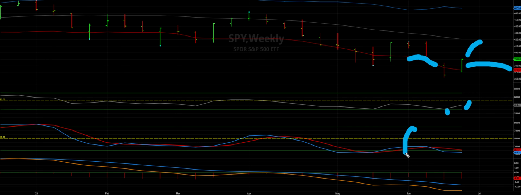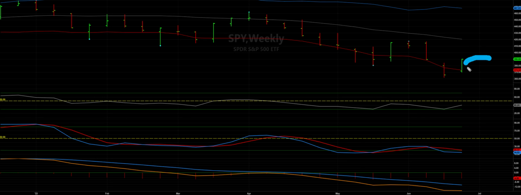But look at the stochastic here, y'all. We got a bearish crossover where the blue line crossed below the red, and it's still below 20. It's at 14.52. We need the stochastic to get above 20 and give us a bullish crossover, where the blue line crosses above the red. We didn't get that last week. So there was no signal week. This is not the signal week. We have to wait until next week for the SPY and the DIA.